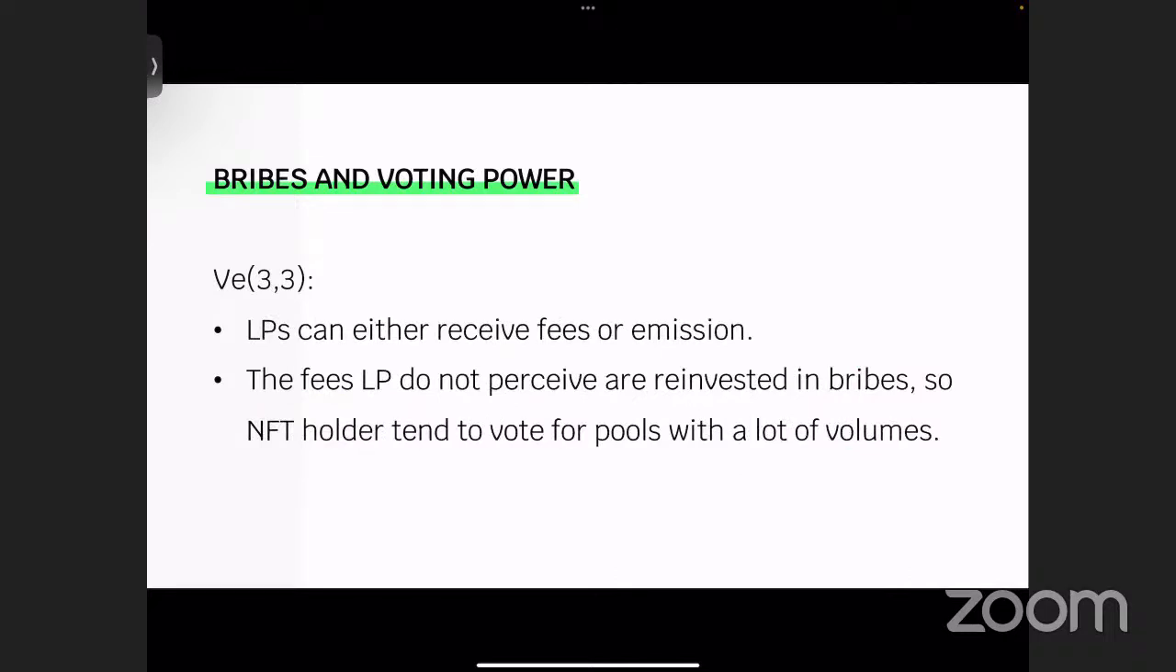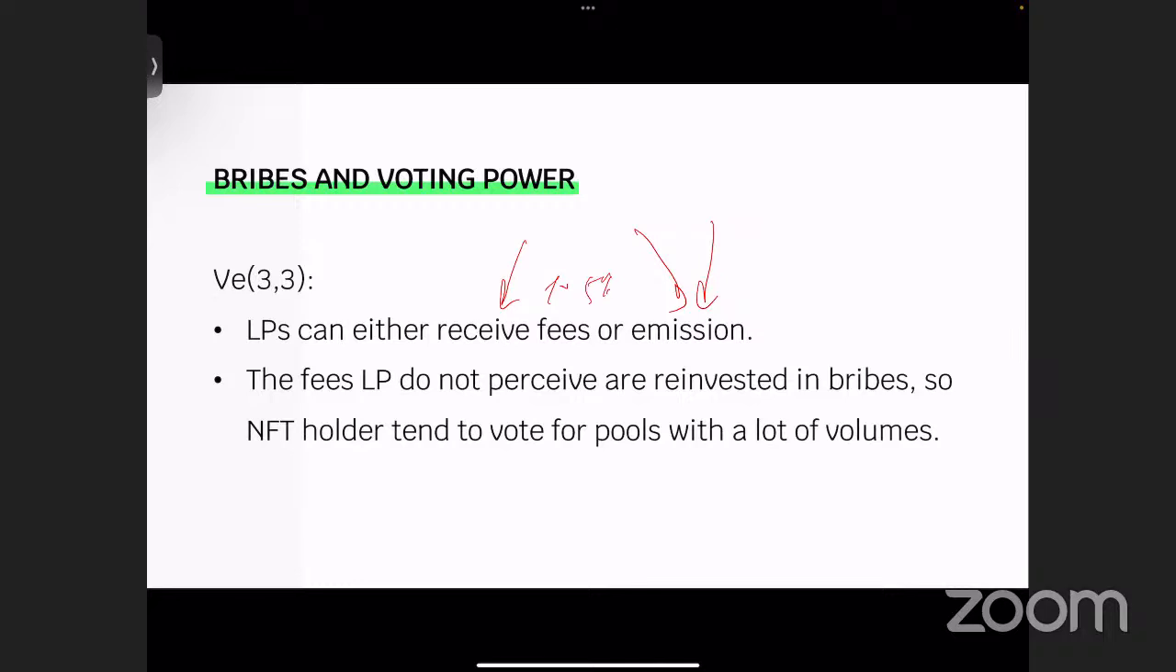Another thing which is interesting with the VE model is the bribe system. When you are a liquidity provider, you can decide to receive a fee or to receive token emission. Most people, of course, will choose to receive token emission because the fees are very small, unfortunately. Maybe with fees, you will win 5% per year. With the token emission, you can win 10, 20, 50% per year.